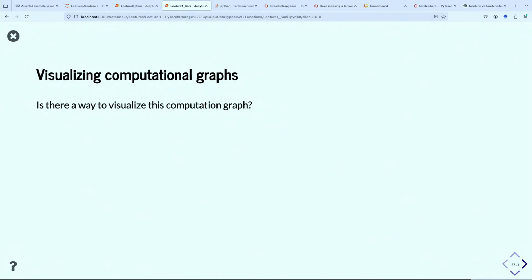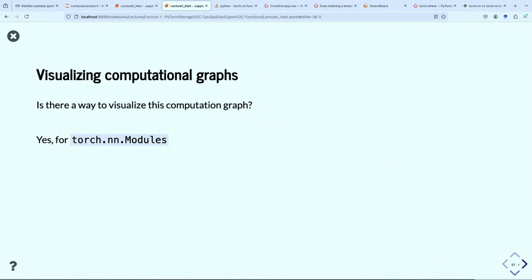Computation graph, if you need a textbook for a computation graph, I highly recommend the Grokking text on deep learning. That has a chapter on computation graphs. By the way, if you want textbooks or anything, post on Piazza. I have lots of good book recommendations.